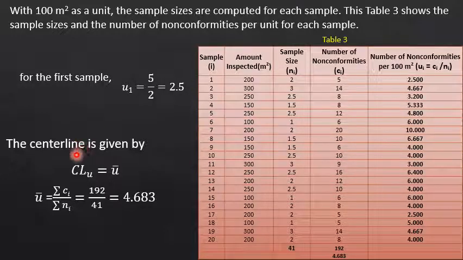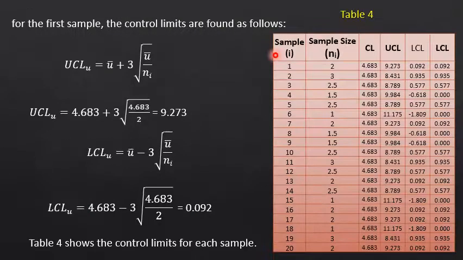Now we calculate the center line, CL for the U chart, which is equal to u bar. We know that u bar is equal to summation ci divided by summation ni. Summation ci we already calculated as 192, and the total sample size, summation ni, is 41. So u bar is equal to 192 divided by 41, that is 4.683. Now we calculate the upper and lower control limits. Here the sample size varies, so the upper and lower control limits also vary. Here I show the sample calculation for the first sample.